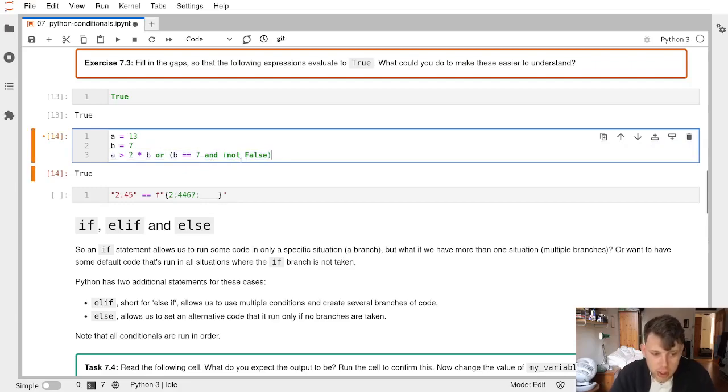So again, we could add a few more brackets here to make things even clearer, and do the exact same process we did in the previous one, where we replace the brackets one by one. So this first bracket evaluates as false. This bracket evaluates as true. This bracket evaluates as true. Therefore, that bracket evaluates as true. Therefore, the whole thing is true.